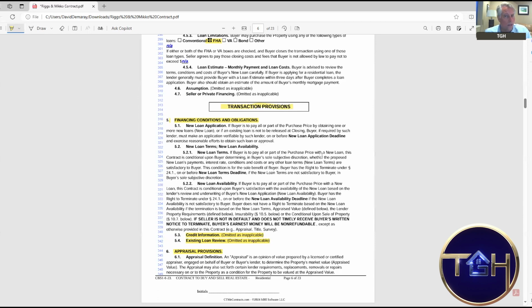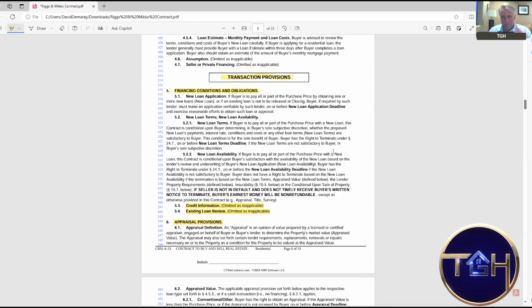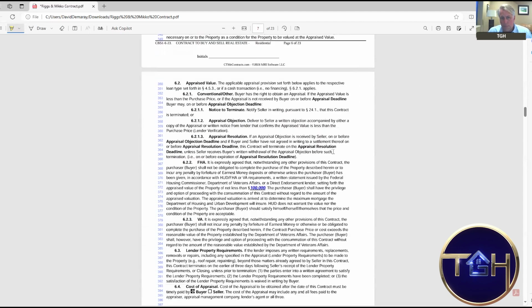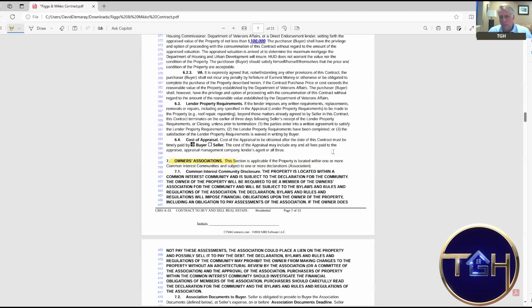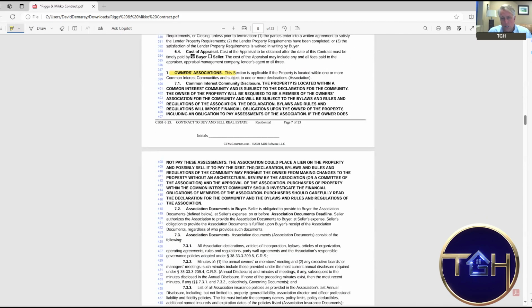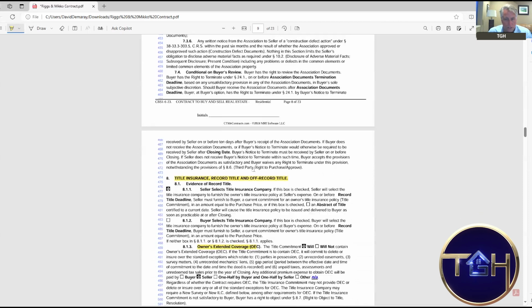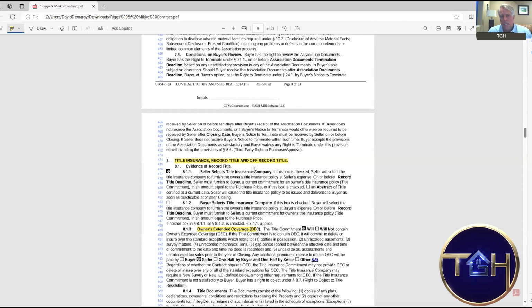The interest rate is not acceptable. He doesn't get approved for the loan in a timely manner. He has the right to terminate. We've got our appraisal provision in there. If it doesn't appraise for $100,000, well, then Riggs's right is to walk away from the transaction or object to the seller about that. Same with the homeowners association, right to review those documents and object if there's anything that he doesn't like.